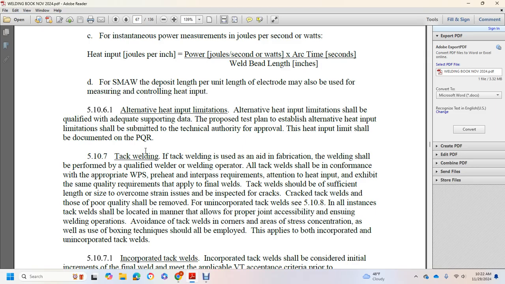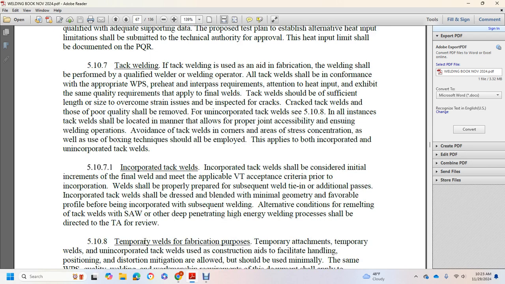Tack welds of poor quality shall be removed for unincorporated tack welds. C510-8. In all instances, the tack weld should be located in a manner that allows for proper joint accessibility during subsequent welding operations. Avoidance of tack welds in corner areas of stress concentration, as well as the use of boxing techniques, should be employed. This applies to both incorporated and unincorporated tack welds.